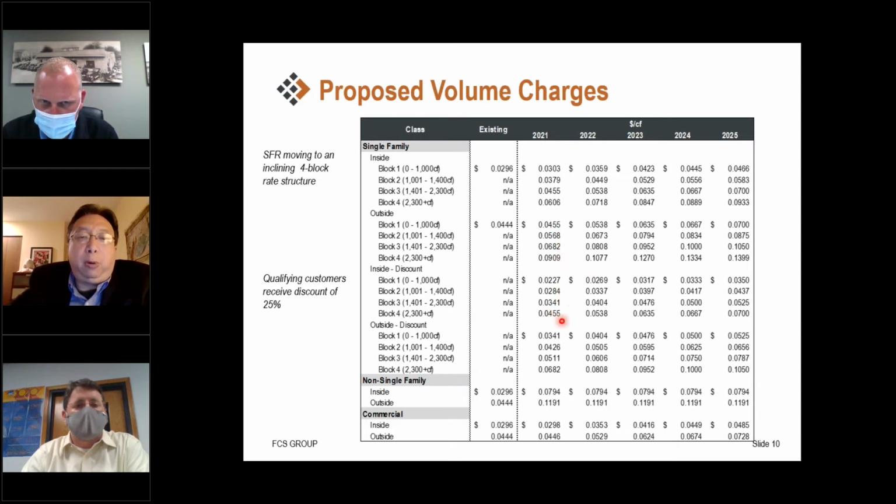Okay. So, for example, at tier 4, they would be billed about 4.5 cents per cubic feet of water. That's above 2,300, versus someone who's not on a discount. They're being billed at just over 6 cents per cubic feet.